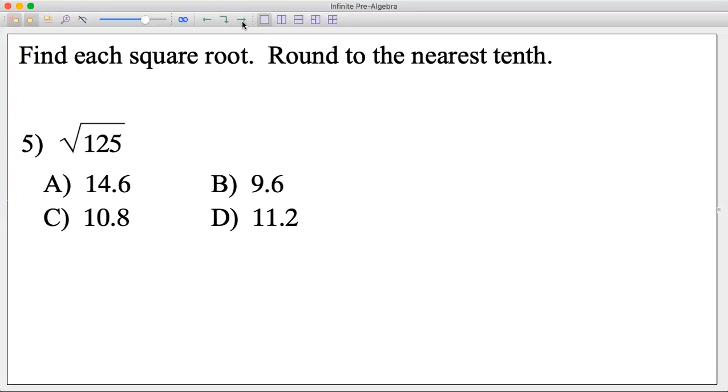Is 125 closer to 121 or 144? Remember, if 125 was smack dab in the middle between 121 and 144, then it would be 11.5. But it's closer over here. 122 would be really close to 11.1. So this is kind of close, so you can see why the answer is 11.2. It's probably 11.23 or something like that, but they rounded it to the nearest tenth. Do you remember doing this? All right, we'll do one more. Next one.